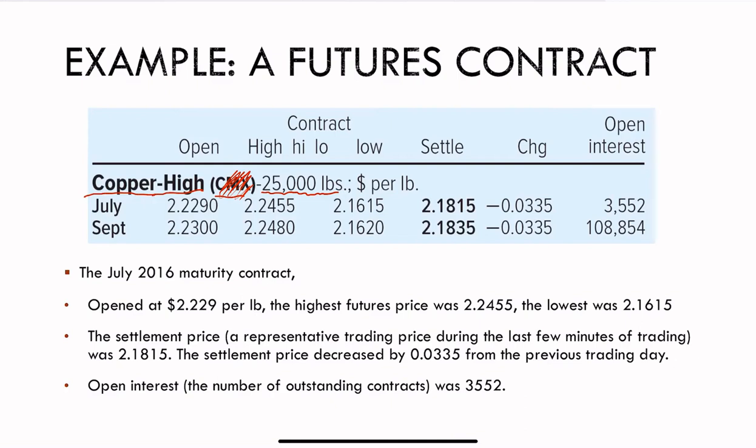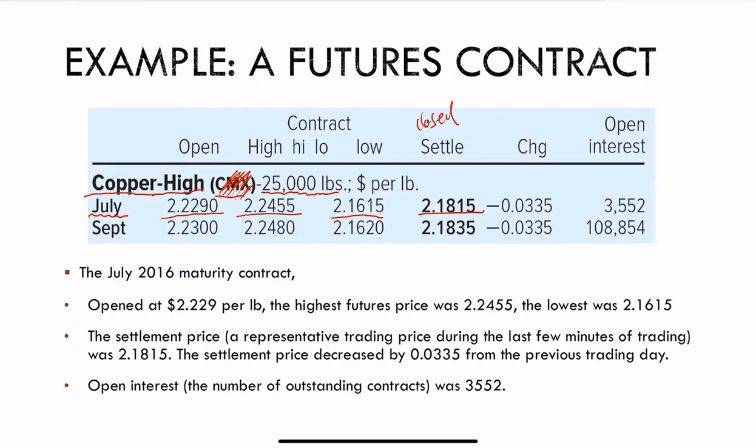Let's see this. July. It means the maturity, the delivery will happen in July. This is the open price. Basically it means that when the trading starts, it would open at a price of 2.229. And then this is the daily high price. This is the daily lowest price. This is the settlement price. Settlement price is actually pretty much the same as the closing price.